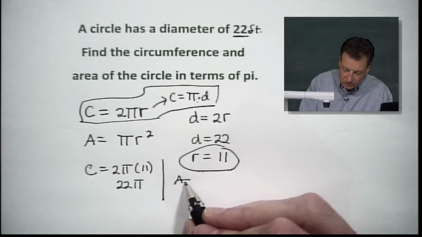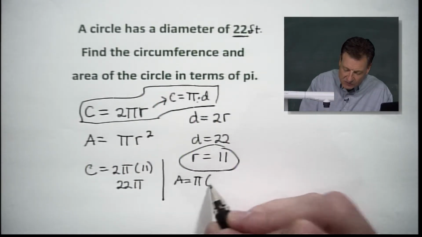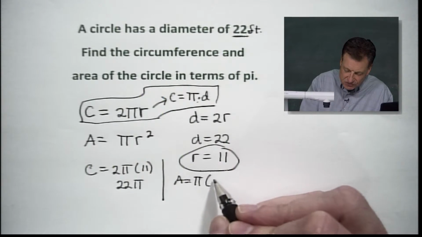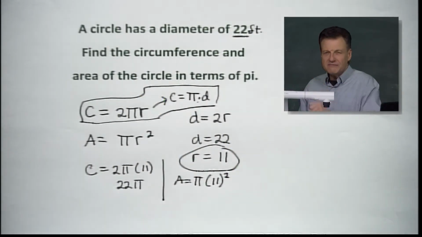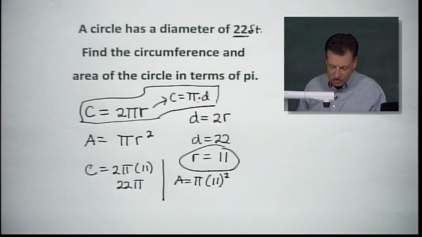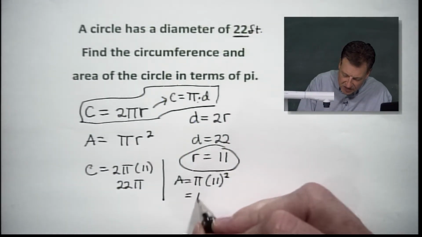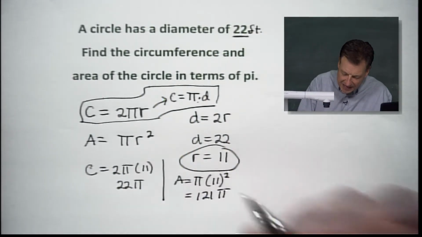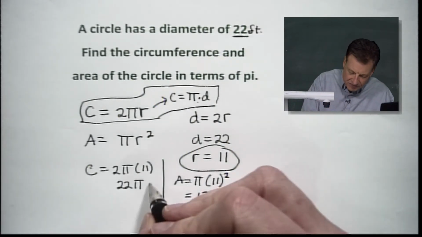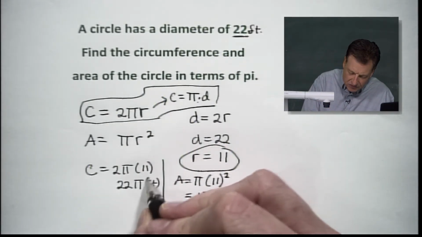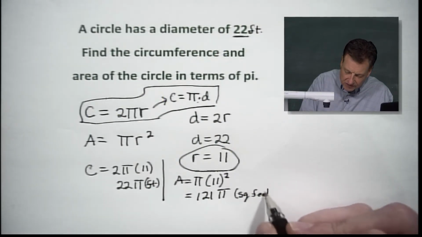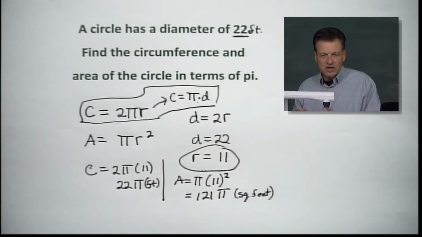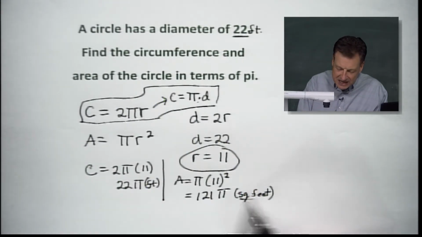Area, we're going to put the pi back in there. And now that we know the radius, we're going to put it in and square it. And I hope everybody knows what 11 squared is. 11 times 11, good old multiplication fact. It's 121 pi. Now, I wanted to mention something. The circumference, remember I said it's going to be in feet? This is going to be in square feet. And if they don't give you units, you can just write 121 pi. But basically, that's the idea.